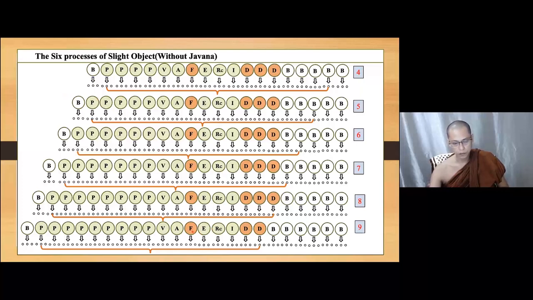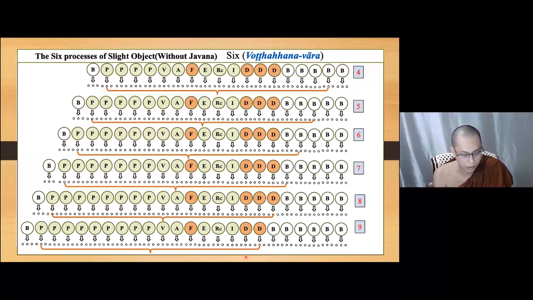Still, we understand the five door avadjana, eye consciousness, etc., can arise. So taking the slight object as its object, the mind movements run, and the types of mind movement, including the determining moments, can run in this way. They are regarded as the six processes connected to the slight object. Then these six processes are called the Ottapanavara because they end with the determining consciousness, the determining moments. That's why they are called the Ottapanavara.